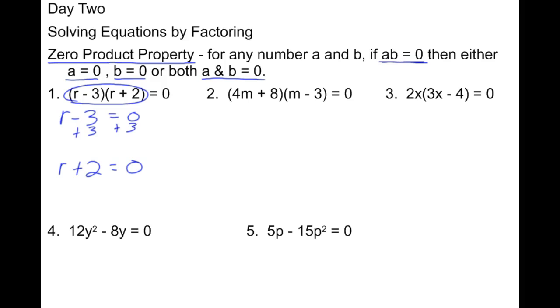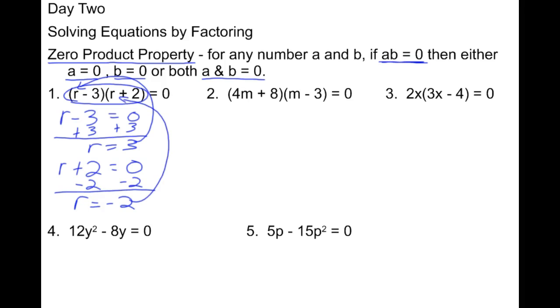Add 3, r is equal to 3. If I put a 3 in for r, right there, it gives me 0. Or if I subtract 2, I get r equals a negative 2. And if I substitute the negative 2 in for r there, that one will give me 0. So my solutions for number 1 would be r equals 3 or r is a negative 2. So negative 2 or 3.